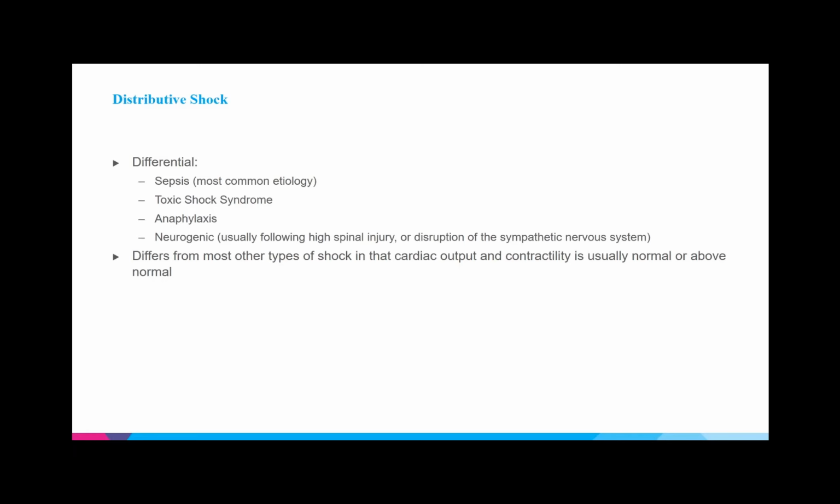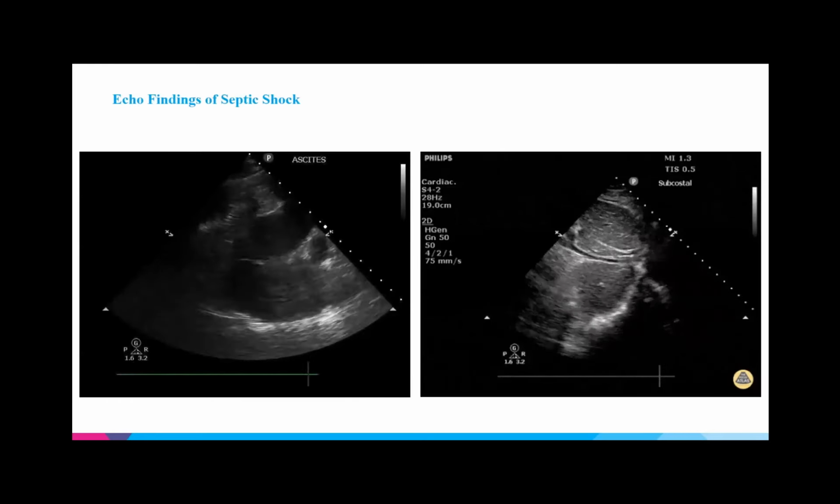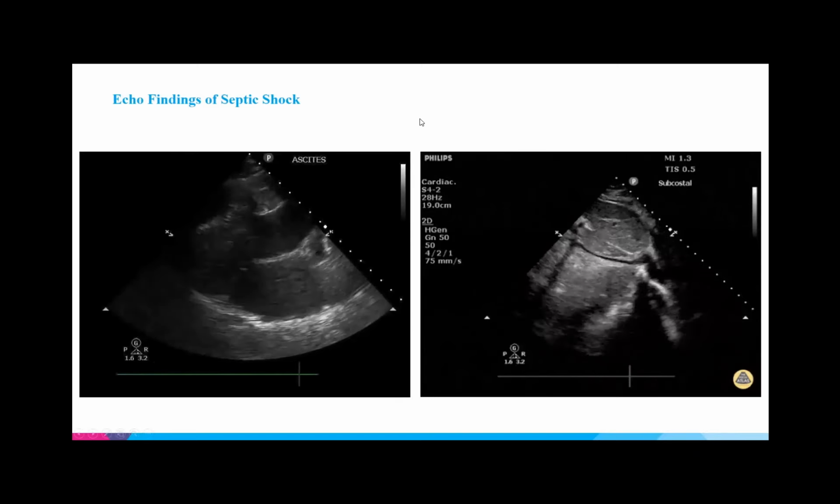Distributive shock compared to the other shock states is a little different because cardiac output and contractility is usually going to be preserved or even hyperdynamic. And so that'll help you differentiate distributive shock from something like cardiogenic shock. And so these are just some of the classic findings I've included for a patient with a septic shock picture. So what are we seeing on the left? What's the view here? And then what do we think of the LV function?